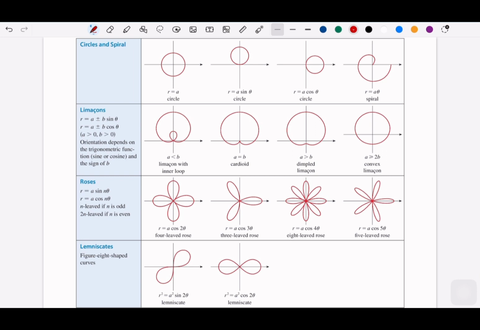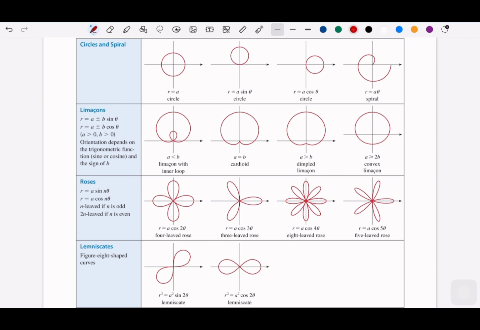And there are roses, which we have done before, like cosine 2 theta. For every even number, for example 2 theta has 4 leaves, and 4 theta has 8 leaves. So for the even ones, we multiply by 2. But for the odd ones, the number of leaves is the same as the number. For example, 3 theta, we have 3 leaves. If we have 5, we have 5 leaves.